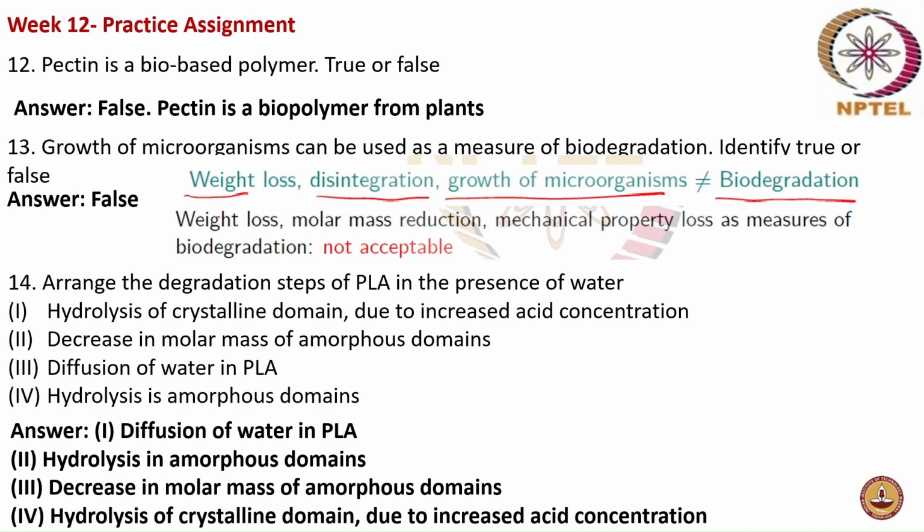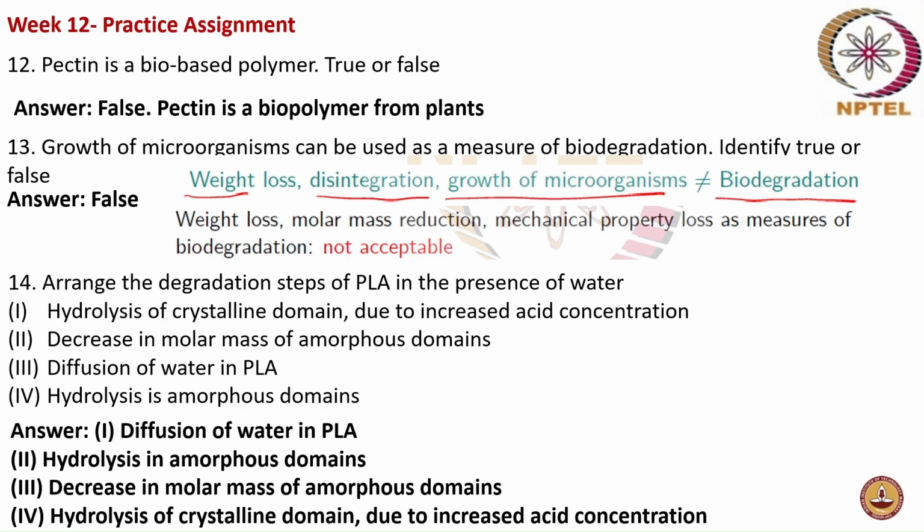Because when you start hydrolyzing the amorphous domain, we just saw that it gets hydrolyzed to acid and alcohol. Since the amorphous domain keeps on getting hydrolyzed and more acid is produced, because of the presence of this acid, the crystalline domain can be broken down, and hydrolysis of the crystalline domain starts happening. So these are the steps. First of all, the water has to diffuse, then the hydrolysis reaction takes place in the amorphous domain, breaking the ester bond into acid and alcohol, and this leads to decrease in molar mass of the amorphous domain.